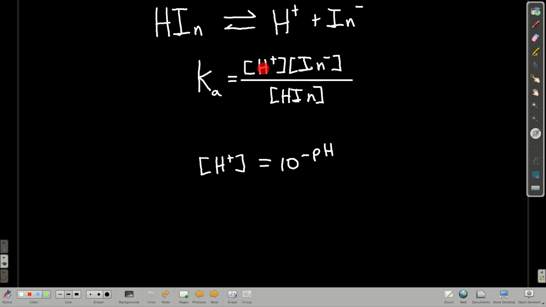Well, the hydrogen ion concentration is easy, because you guys remember you measured the pH. And so to get the hydrogen ion concentration, it's just 10 to the minus pH. Now, you did 5 different buffer solutions, so you're going to do this 5 different times, get 5 different values for Ka, and take the average.